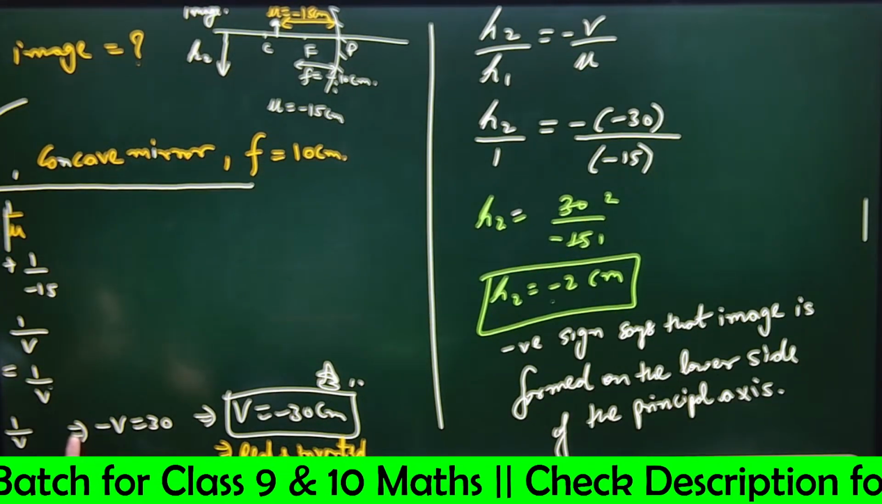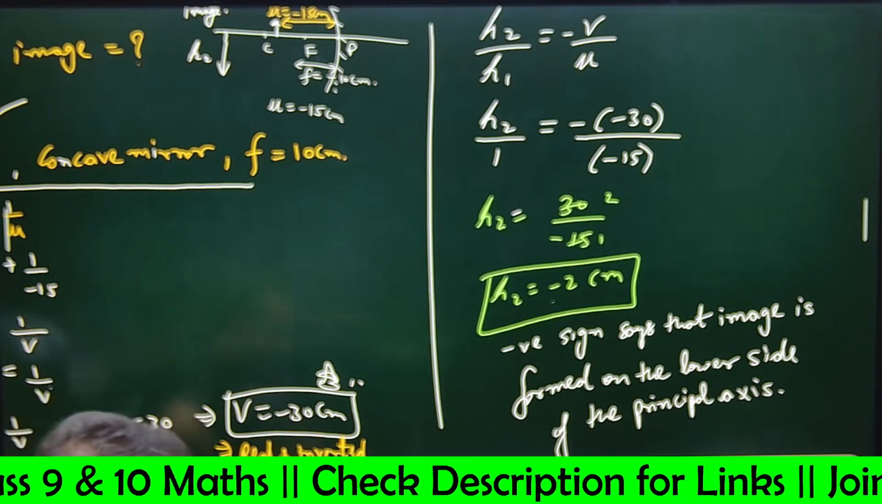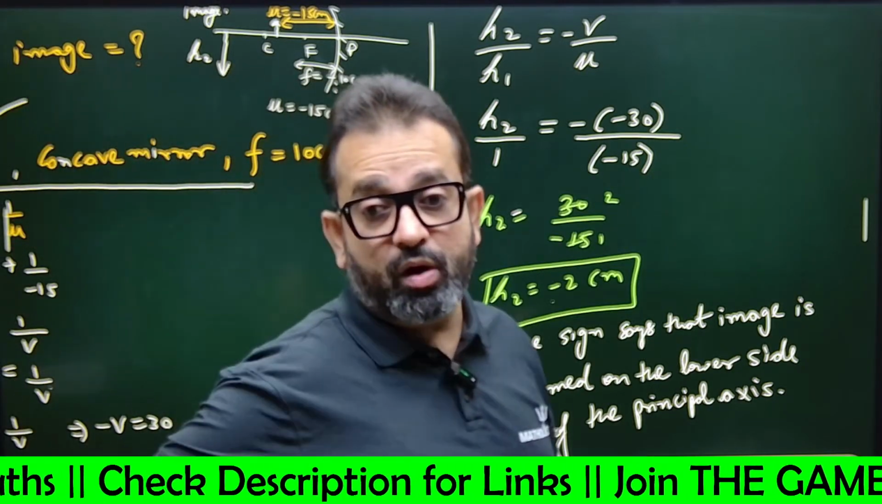Negative sign in H2 shows that the image is on the lower side of the principal axis. You must know how to predict the cases.